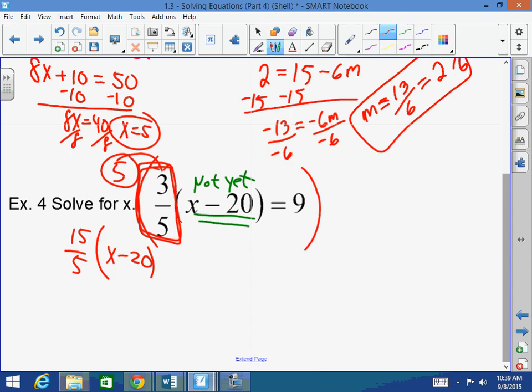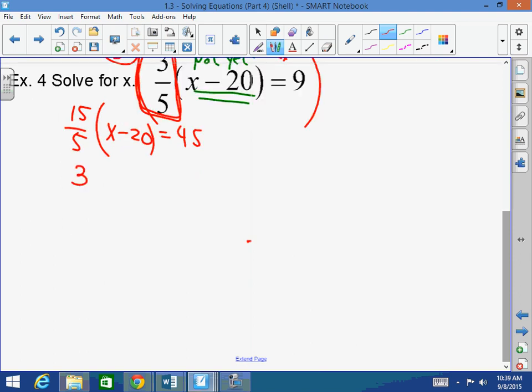And then 5 times 9 is 45. From here, 15 over 5 is 3 times x minus 20 equals 45. Now I can work with this. This is 3x minus 60 equals 45. Add 60 to both sides.